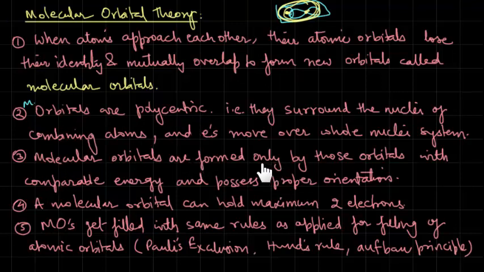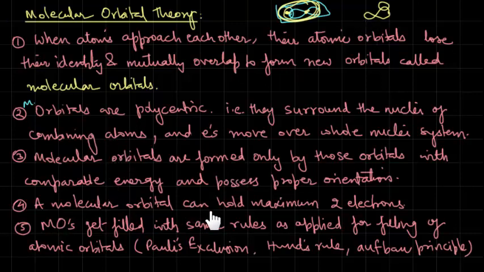Molecular orbitals are formed only by those orbitals with comparable energy and proper orientation. Just like we studied before, if the orientation is not proper, it will not happen. So it's an extension of valence bond theory. Don't think that everything in valence bond theory is wrong. Molecular orbital theory is an extension of that. Until your orientation is correct and the energy levels are comparable, the bond will not be formed.